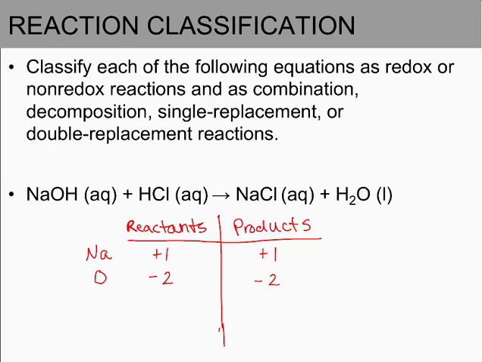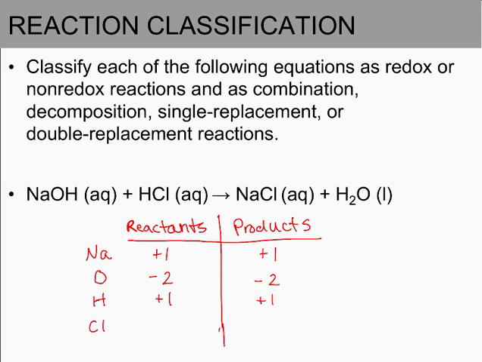And then our next element is hydrogen. And hydrogen is in both reactants, but both reactants are molecules. So hydrogen will have a +1 oxidation number within both of those molecules. And same for the products. Hydrogen is present in water, so it would still have a +1 oxidation number.